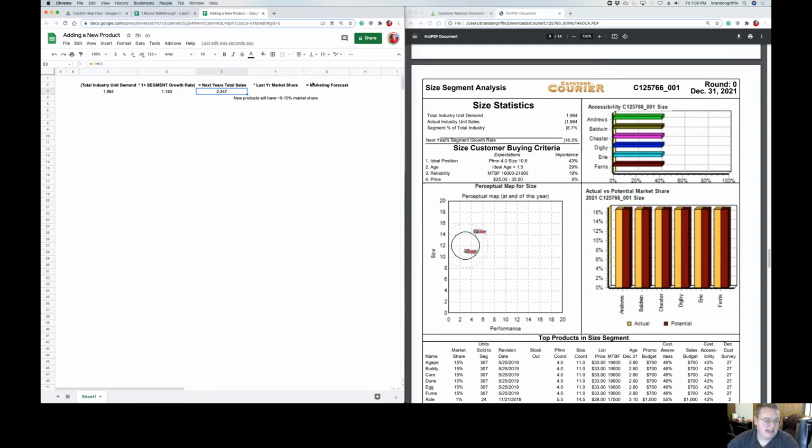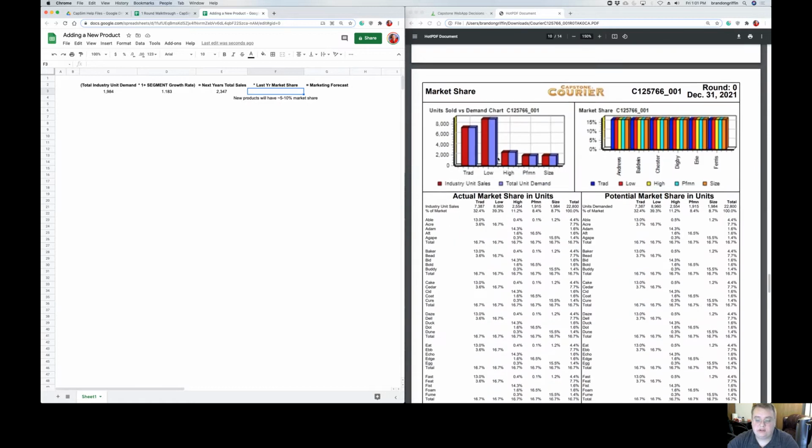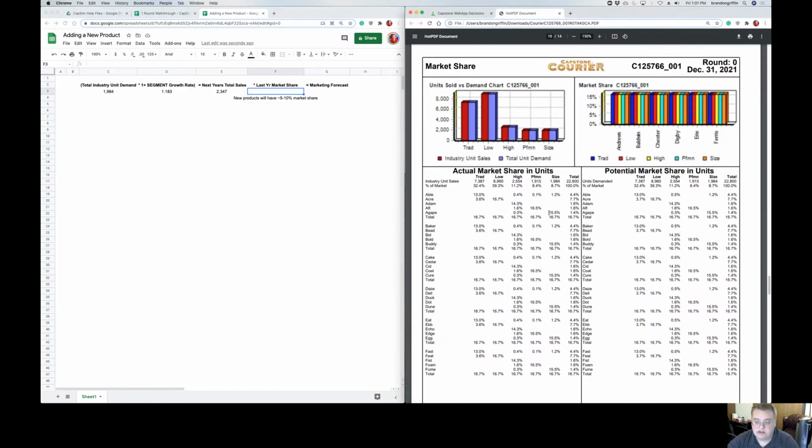But we only have a slice of the pie. And like I said, new products will have between 5 and 10% market share. So let's assume best case scenario, it comes out amazing. This new product is awesome. Let's estimate that our market share is going to be about 10%. This is different than what we would do if it were an established product. If it were an established product, we'd scroll down to page 10 and look at specifically what it was for that product, for that segment. But we estimate that we're going to have about 10% market share.